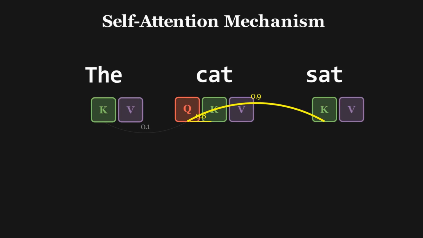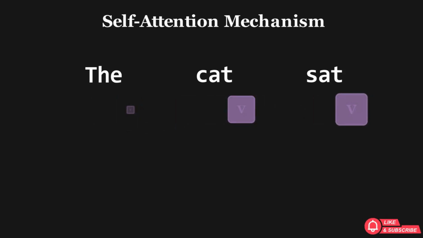We squash these using softmax to get percentages. Finally, we multiply these percentages by the values to create a weighted summary. Irrelevant words are ignored. This result is the new context vector.